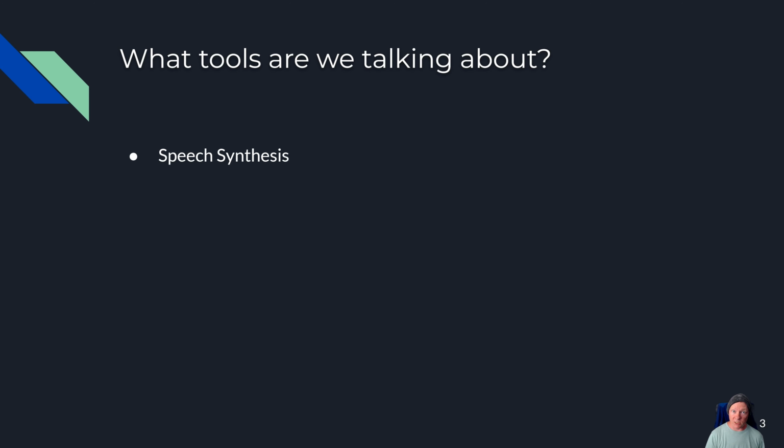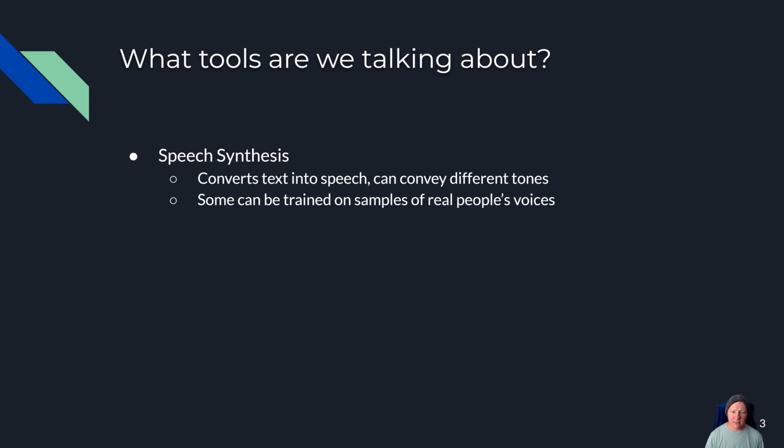We have things for synthesizing speech. For converting from text into speech, there are tools that can convey different tones. So you can have text where it might be sounding angry or happy or sad. Those are aspects that can be included. And some of them can also be trained upon samples of real people's voices and can then replicate as if it was that person talking.